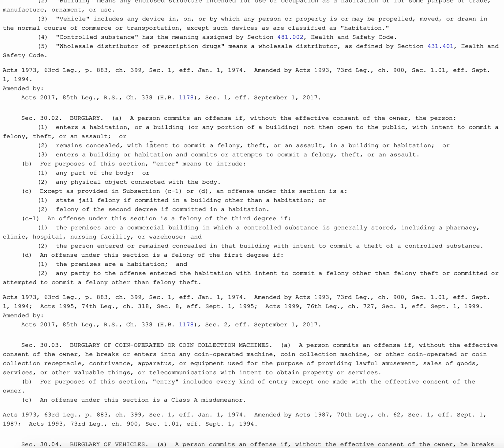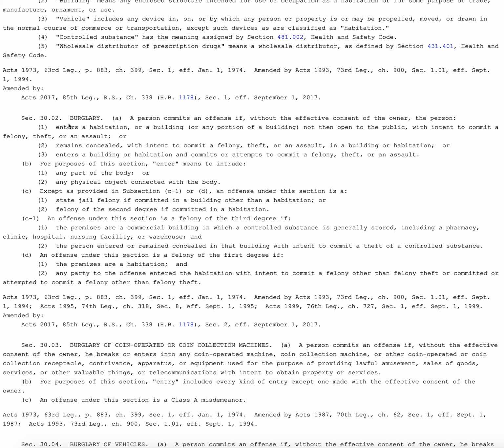The two offenses we're looking at combining to make a burglary are a trespass, and second, either a theft or an assault. And the state of Texas also includes any other felony. So if you commit a trespass in order to commit a felony, theft, or assault, we're talking about a burglary.